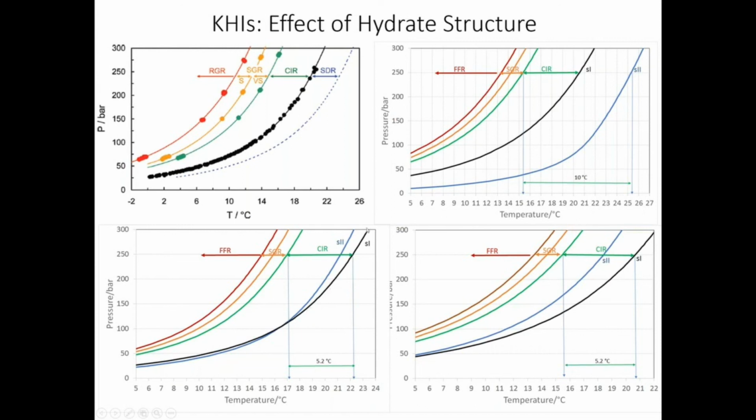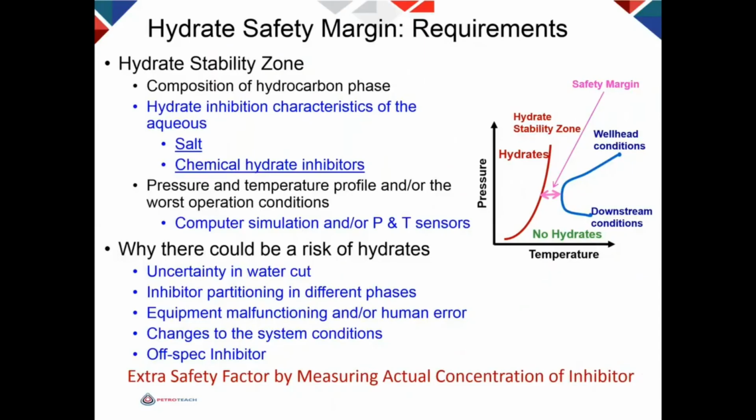This is another case from Middle East. You can see that here at low pressure, structure 2 is stable, at high pressure, structure 1 is stable. But the inhibition we can get is only 5.2. So this will enable us to predict if the KHI will work in the system or not. Obviously, in the course, we can discuss this a little bit more.